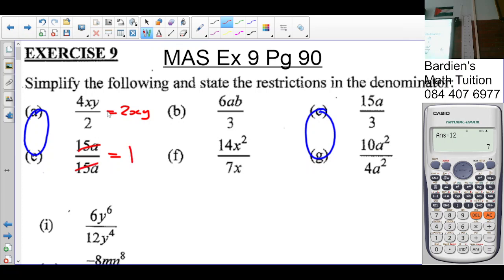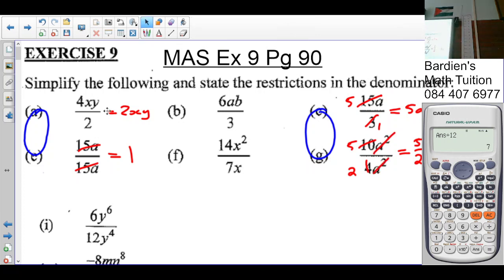Let's look at C. 3 going into 3 once, 3 going into 15, 5 times. So the answer is 5a. The next one. 2 goes into 4 twice, and you have 5 times. So it's 5 over 2. Then a squared is cancelled. Who got 5 over 2?